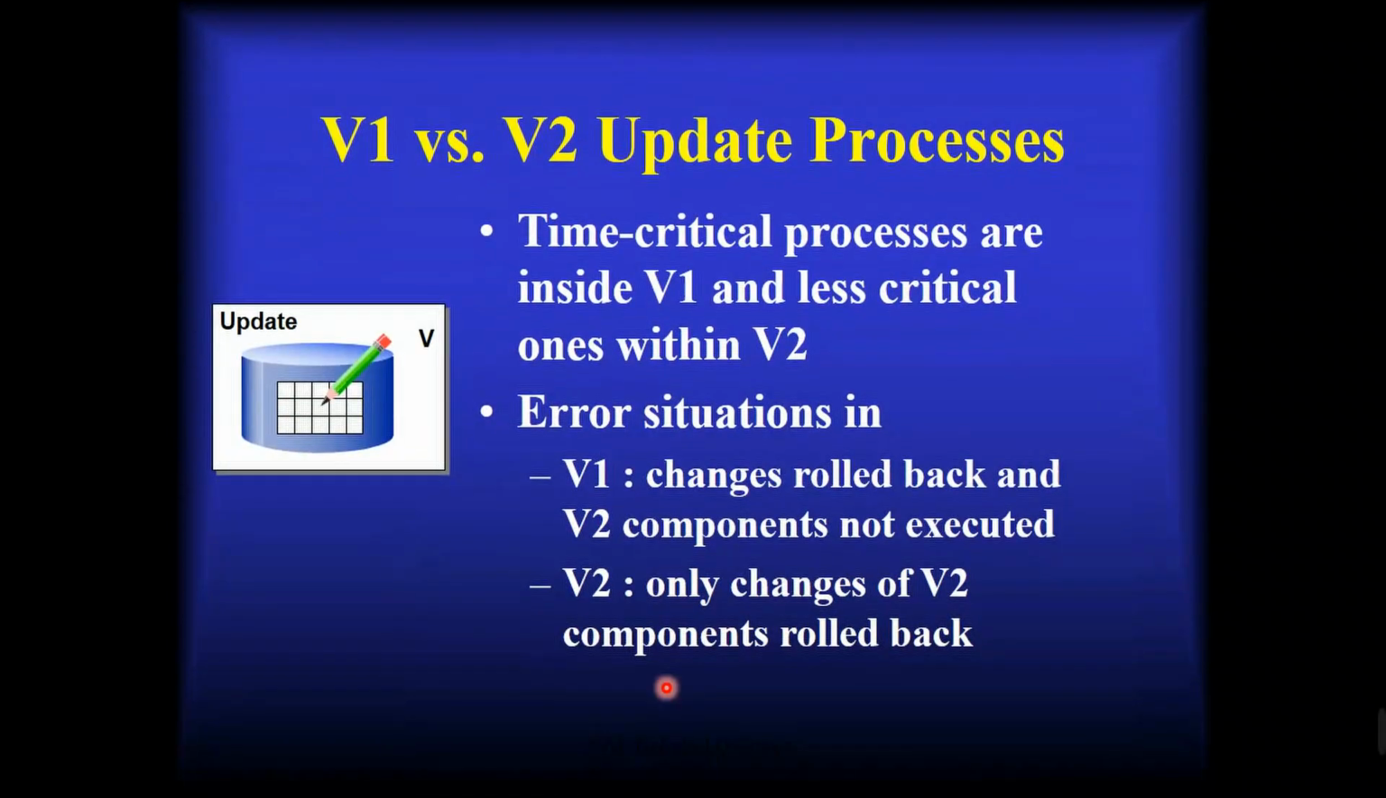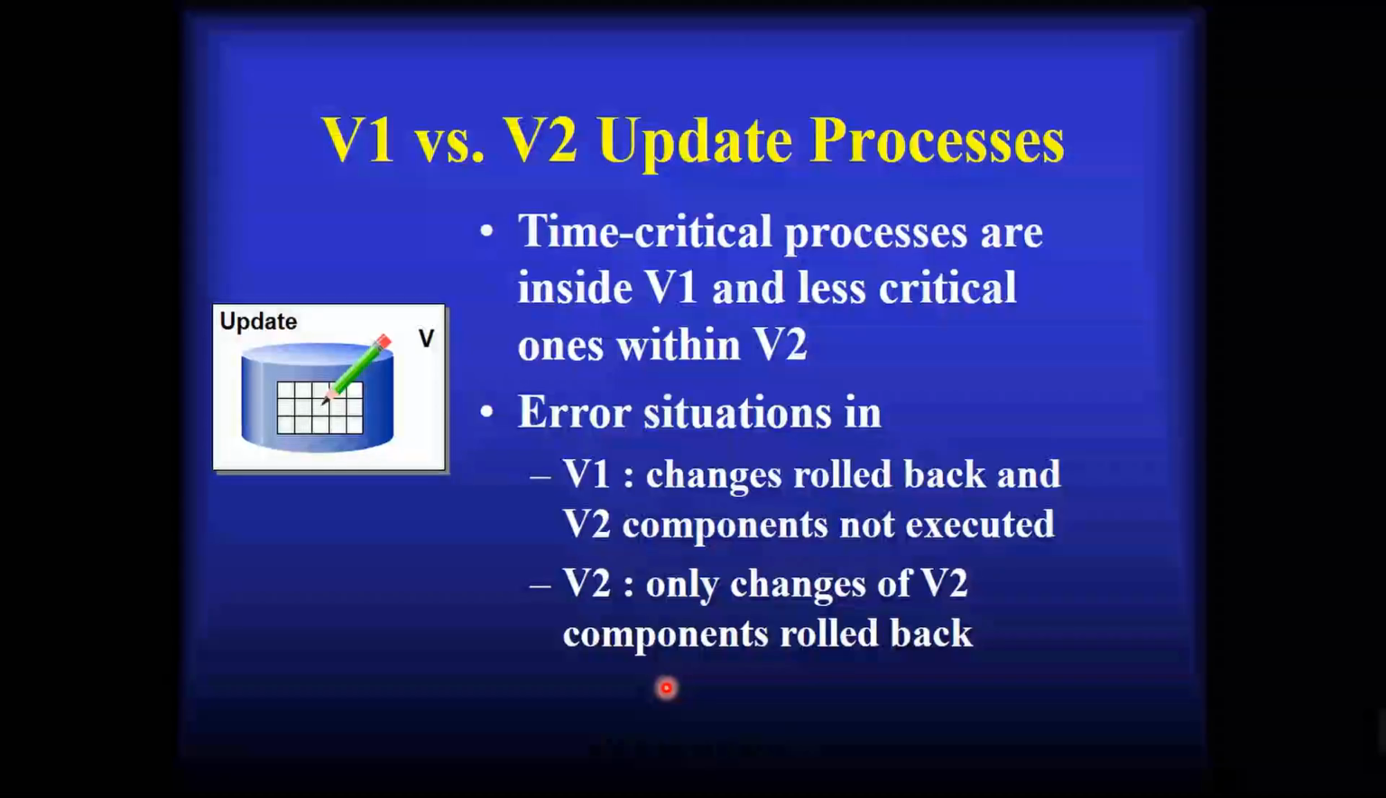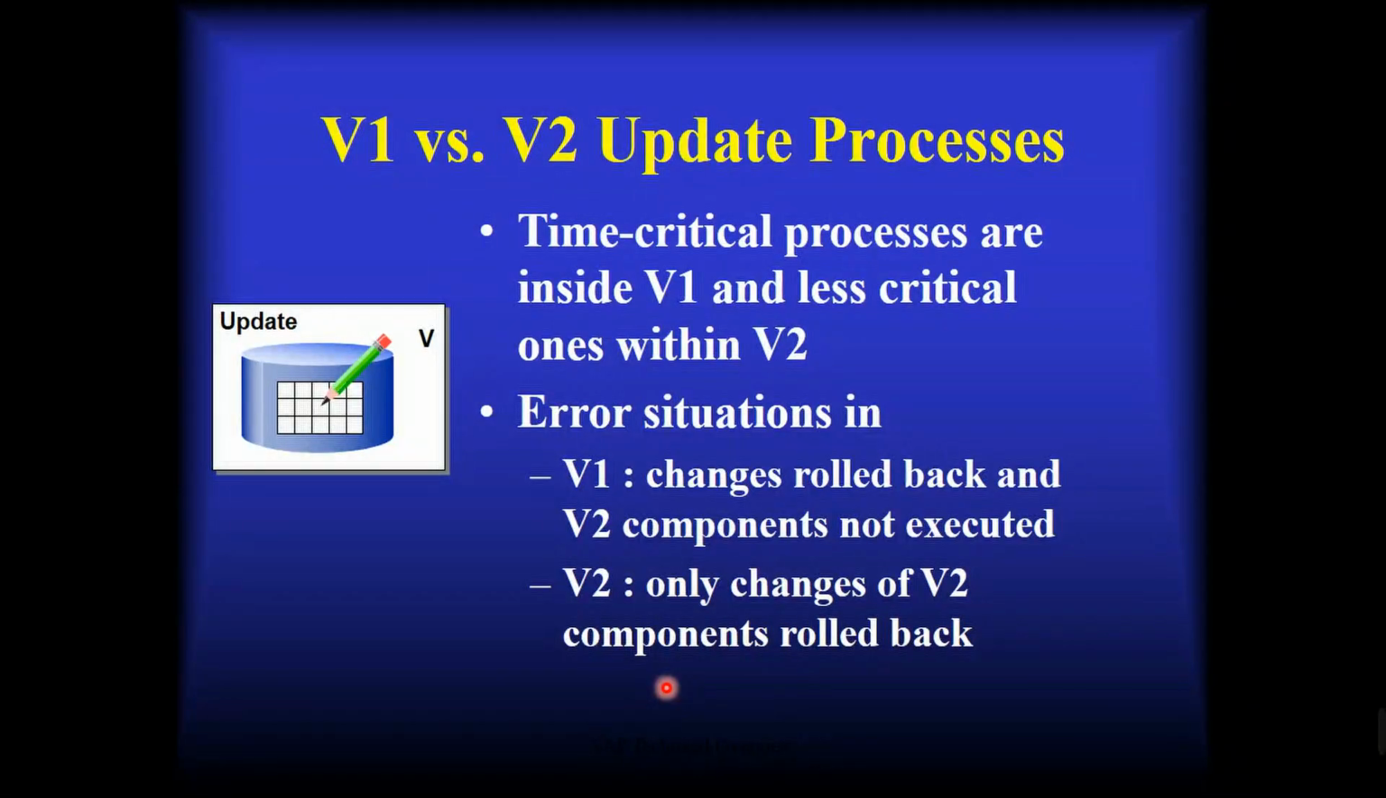Now V1 and V2 are two types of update process. The first one, V1, is for time-critical processes, and V2 is for less time-critical ones. Now if V1 is not processed correctly and not updated, then V2 cannot run because V1 has already failed. So we need to make sure that the V1 process runs properly and successfully, and only then will it come to V2. Error situations can happen: changes are rolled back, components are not executed, and only changes of V2 components are rolled back.